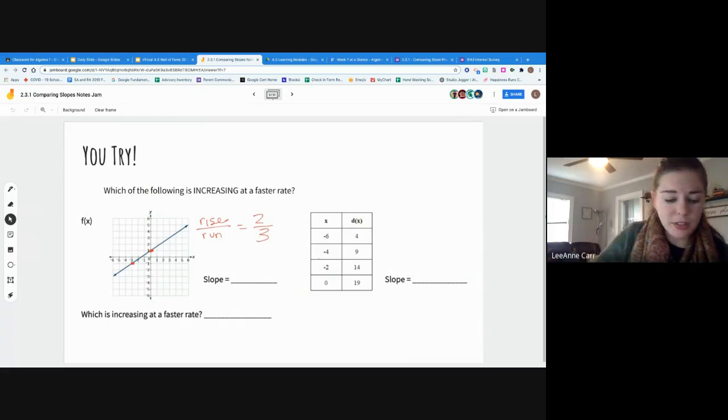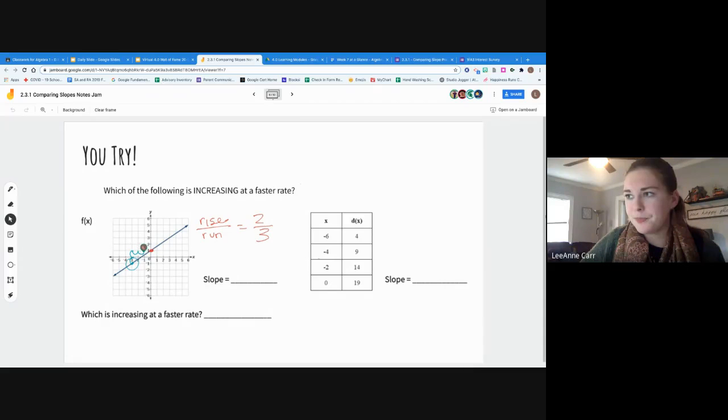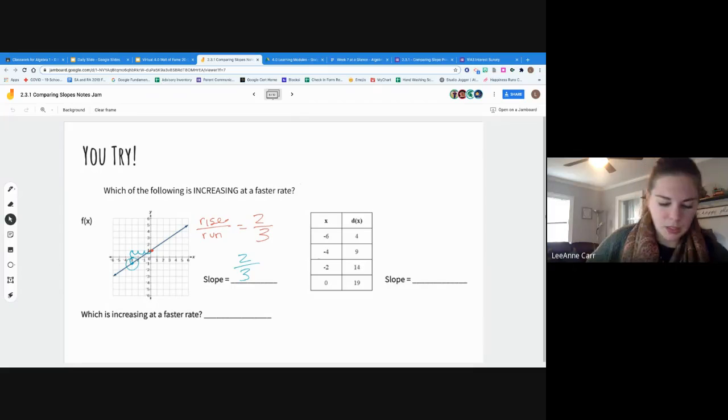So remember, we start with our leftmost point, which means I'm going to start over here. And you have to give me a roadmap to get to your second point. We always start with how much we go up or down and then how much we go left and right. So here I move up 2. That's where I got my rise of 2. And over 1, 2, 3. That's where we got our run of 3. Since we can't simplify it, we're just going to leave it. 2/3. All right, so I have the slope of that first function.